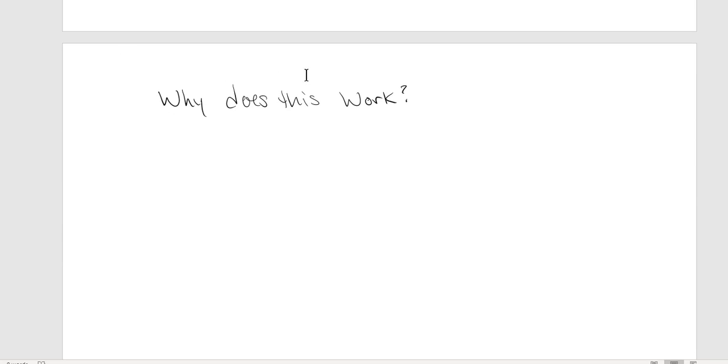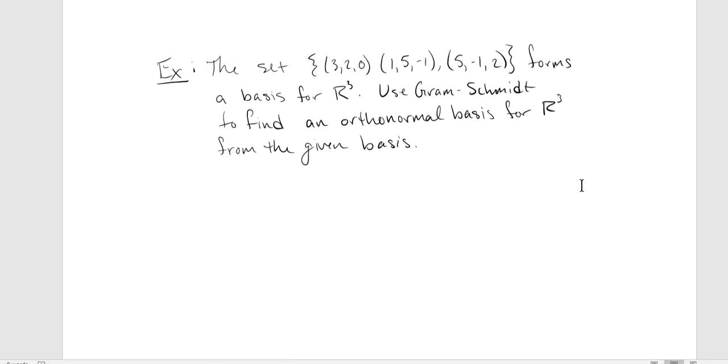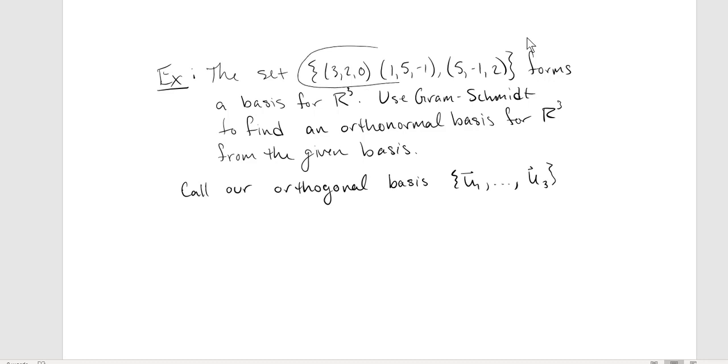Okay. So why does it work? That's what I was explaining up here. Okay. So let's see this example here. This set (3, 2, 0), (1, 5, -1), (5, -1, 2) does form a basis in R3. Let's use Gram-Schmidt to find an orthonormal basis for R3 from this given basis. This is not so bad. Let's call our orthogonal basis the set of vectors U1 through U3. Notice we're going to have 3 of these because we know we'll need 3 vectors to make a basis.